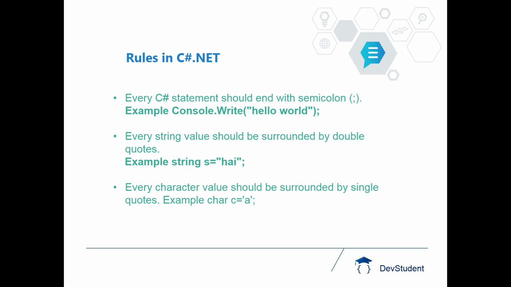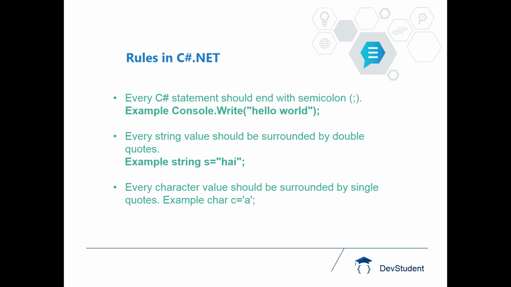As C Sharp is a case sensitive language and it is having a specific syntax, we have to follow some rules and regulations to write a C Sharp code. They are listed here. The first one is every C Sharp statement should end with a semicolon. Whenever you write a C Sharp code, you have to end it with a semicolon. That means semicolon at the end of every statement. Otherwise, it's going to throw a compilation error.